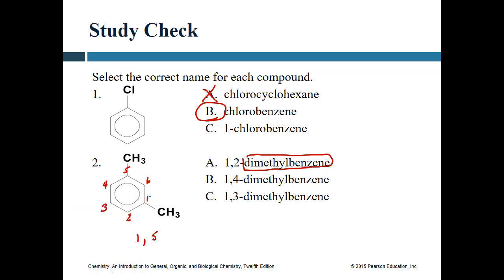Or if I go here in blue, numbering counterclockwise, I would have 1,3. The 1,3 is the lower combination of numbers. That's the one that's going to be correct. But they're both dimethylbenzenes because, again, I've got two methyl groups on this ring. It's just a matter of the position and numbering the position appropriately to give us the smallest combination of numbers possible.